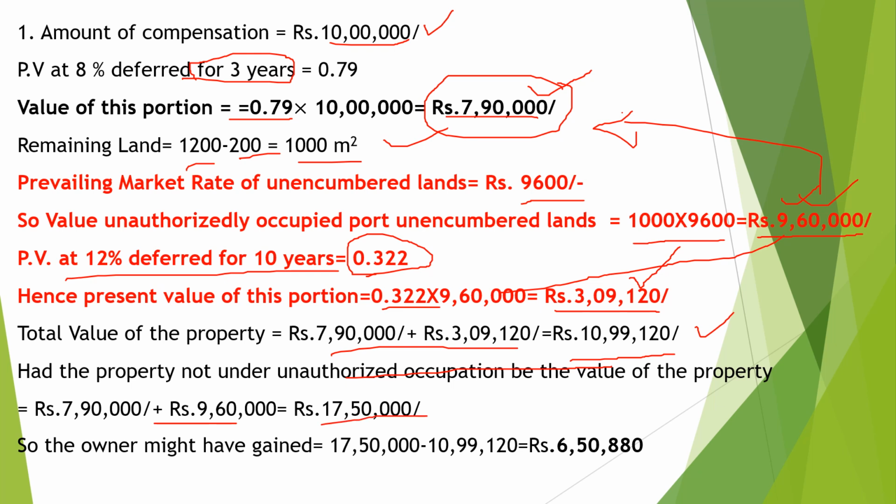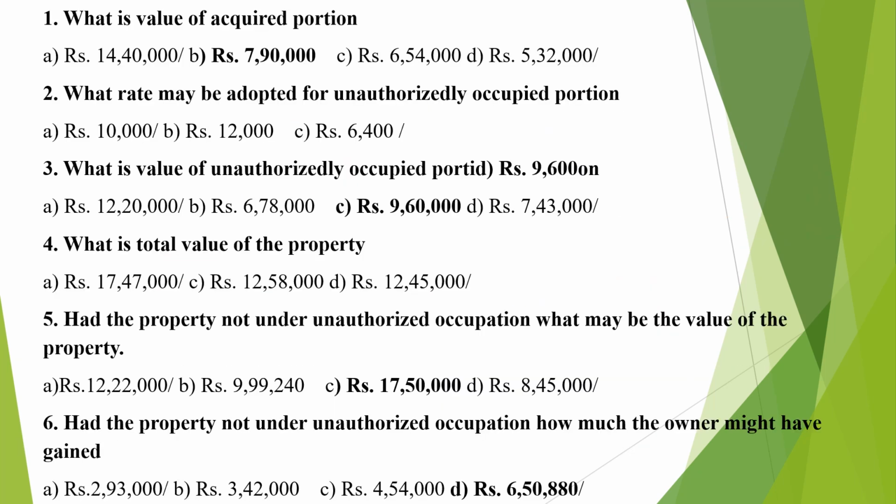So how much might the owner have gained? In this case, if it is not unauthorized occupied, then he will be getting 17,50,000 instead of 10,99,120. So he will be getting a gain of rupees 6,50,880. So we will be considering certain MCQs based upon the calculations which we have done.